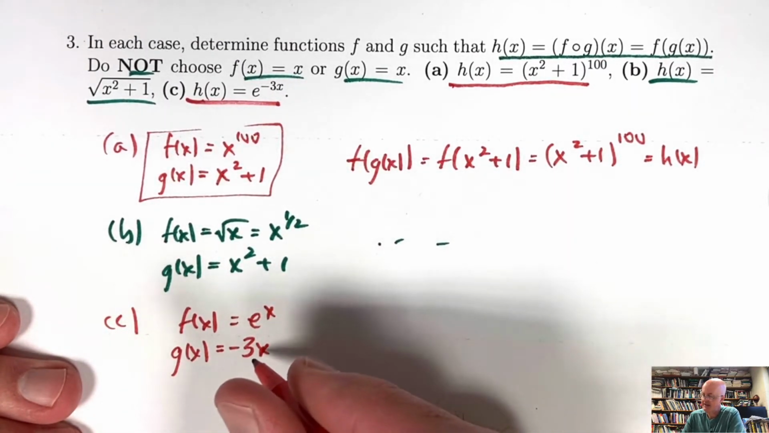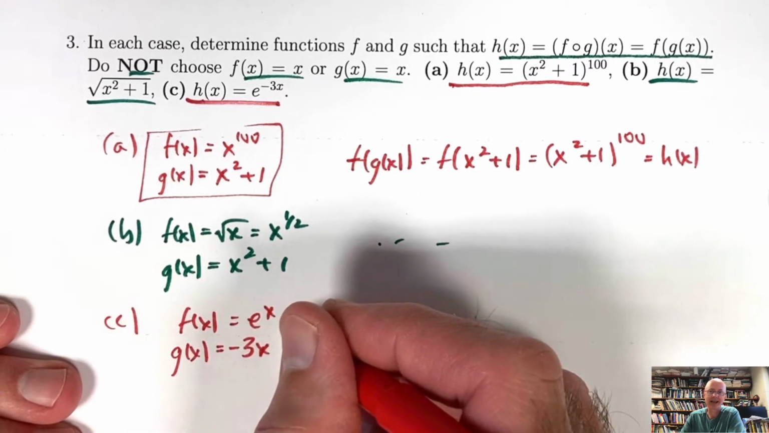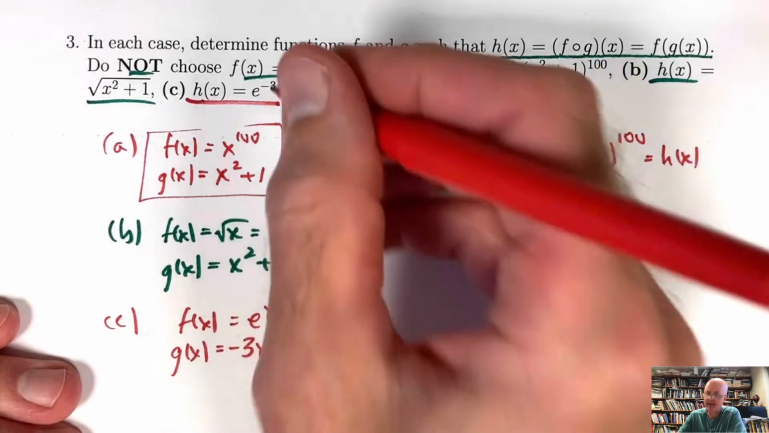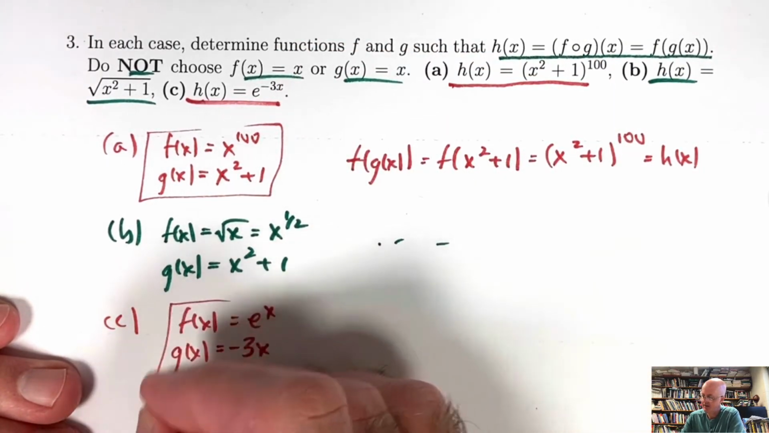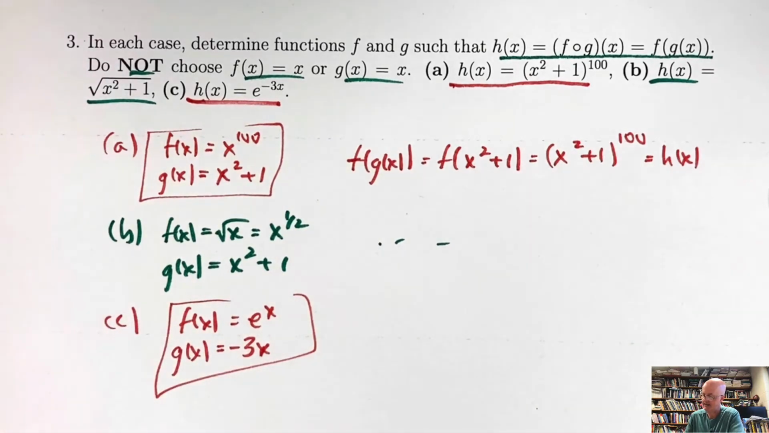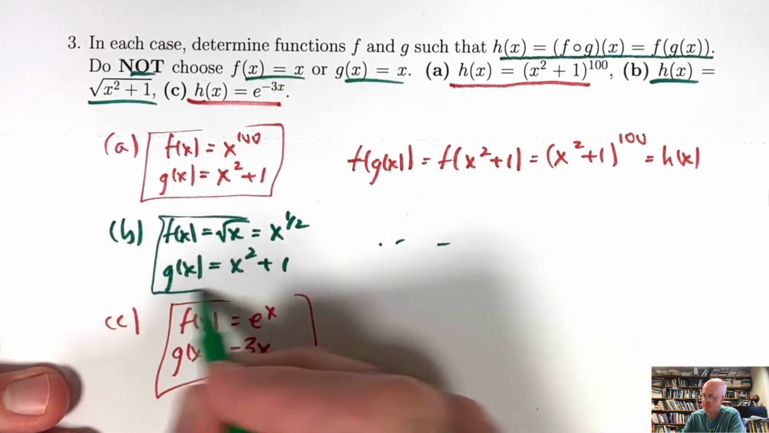F of g of x is f of negative 3x. In the formula for f, replace x with negative 3x. You're going to get that function h. Okay? That's the answer for part C, and yes, this was the answer for part B.